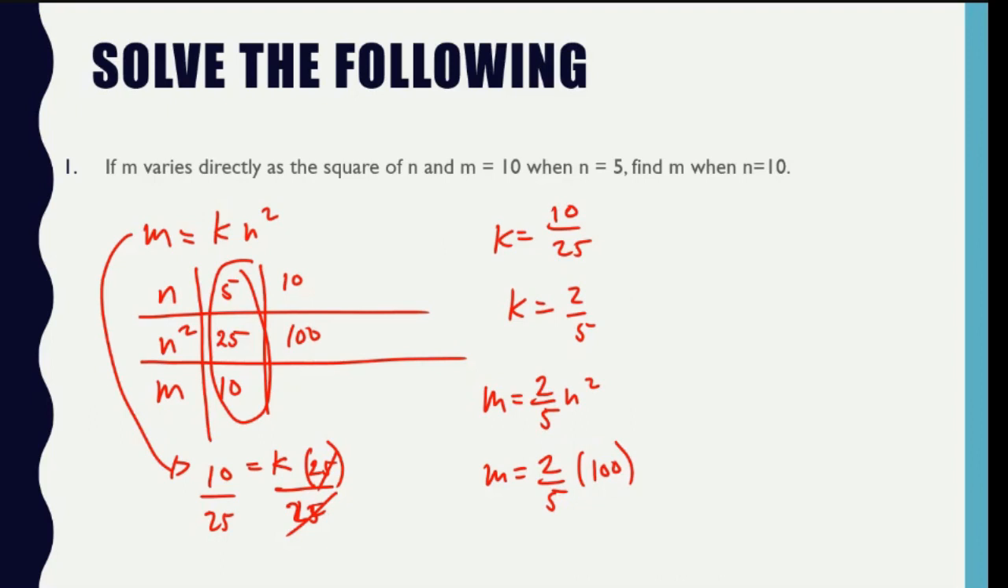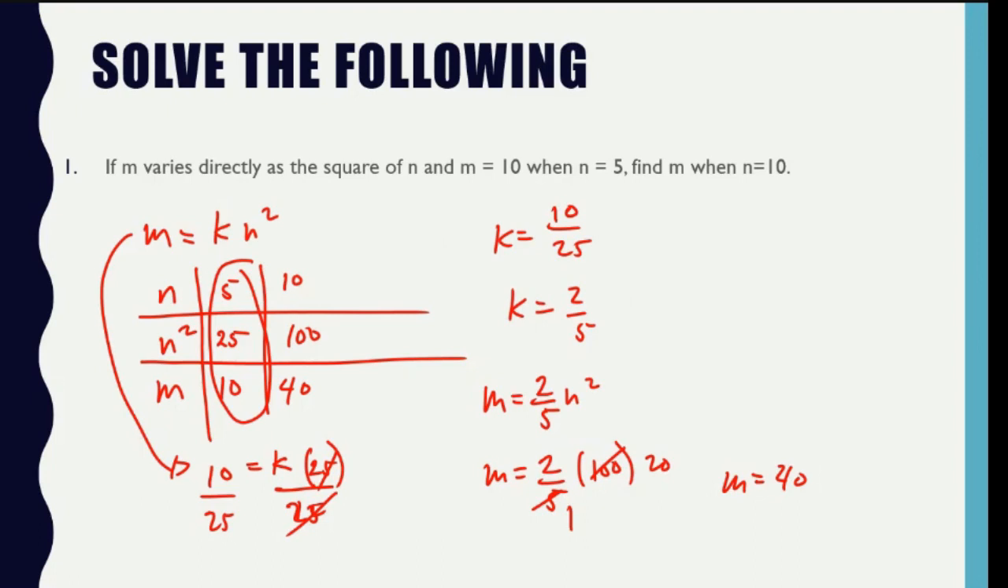Okay? So, hindi ko i-multiply agad-agad yung 100 times 2. So, I will divide out, get the common factors between 100 and 5, and that is 5. So, 5 divided by 5 is 1. 100 divided by 5 is 20. So, multiplying 2 times 20, m will now become 40. So, m is 40 here.